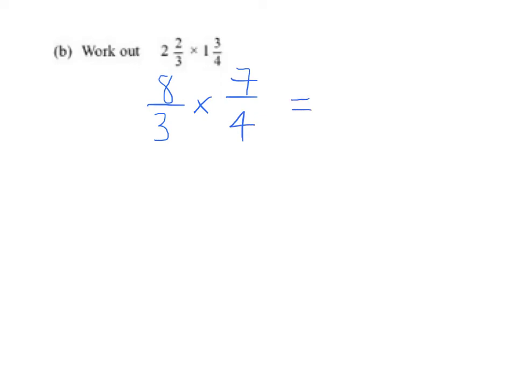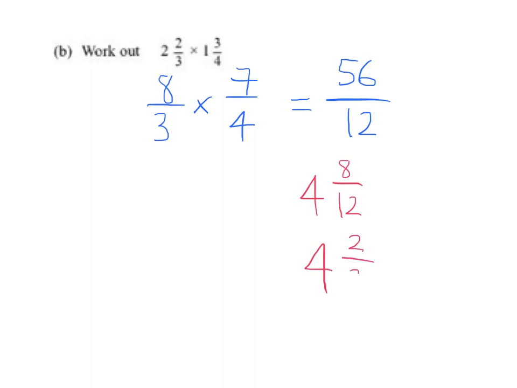Then multiply the top numbers. 8 times 7 gives me 56, and 3 times 4 gives me 12. We haven't been asked to simplify this, but you can by asking how many 12s go into 56. 4 12s is 48, leaving 8 left over. 4 and 8 12ths can be further simplified into 4 and 2 thirds.